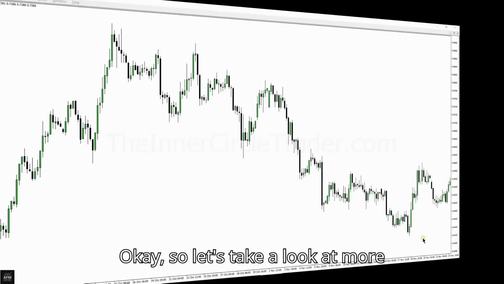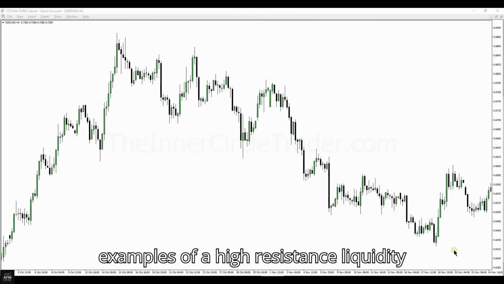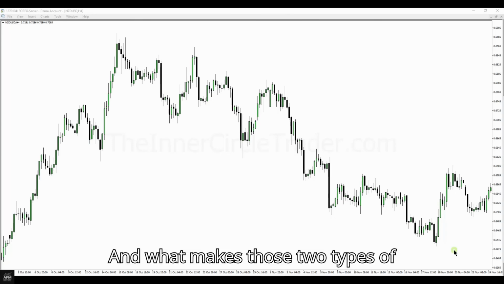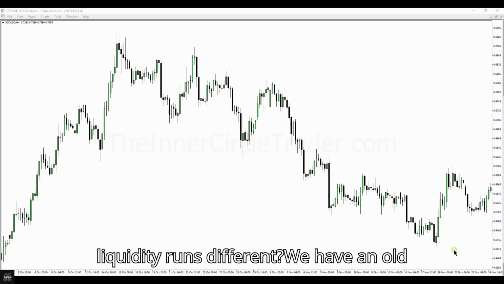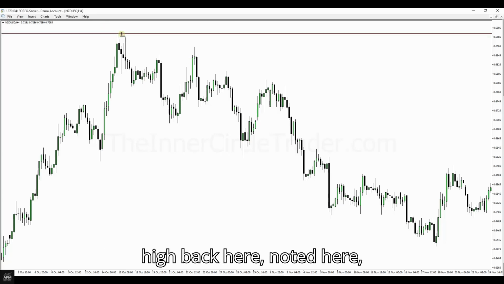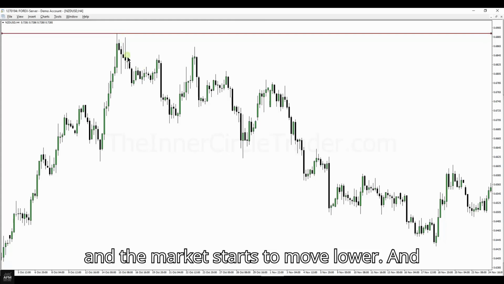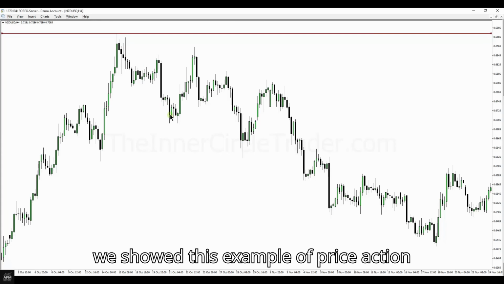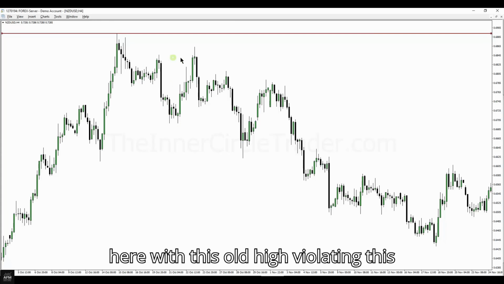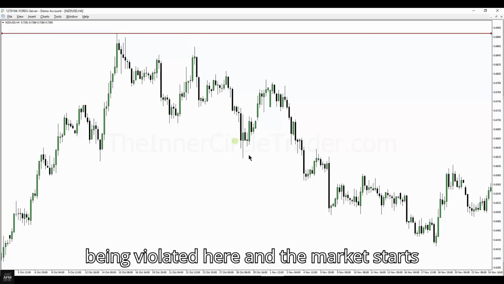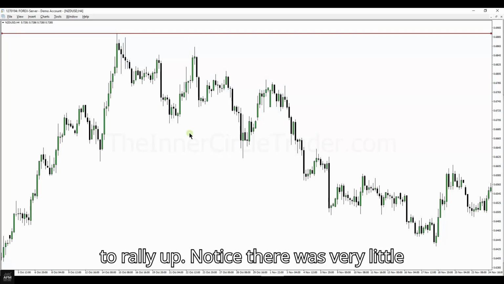Okay, so let's take a look at more examples of a high resistance liquidity run and a low resistance liquidity run, and what makes those two types of liquidity runs different. We have an old high back here, noted here, and the market starts to move lower, and we showed this example of price action here with this old high, violating this old high here, selling off these old lows being violated here, and the market starts to rally up.